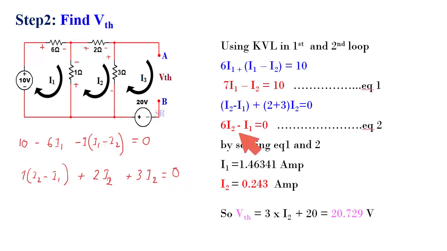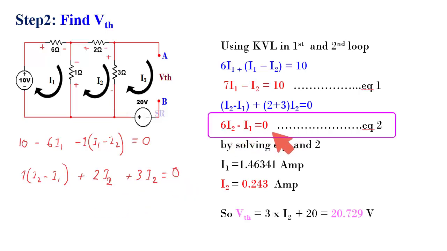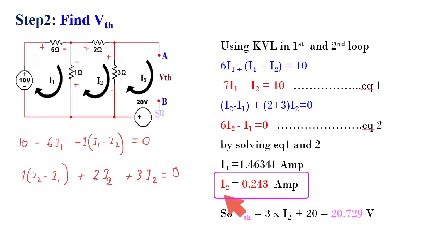From this I got 6I2 minus I1 is equal to 0. This is the second equation. By solving equation 1 and equation 2, I got the value of I2 as 0.243 ampere. What is VTH?